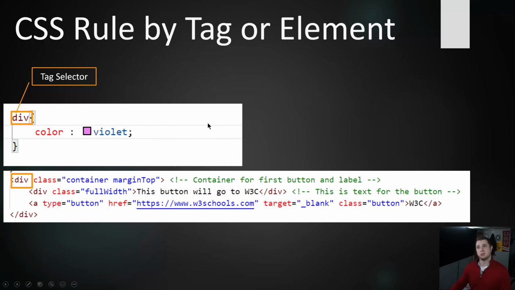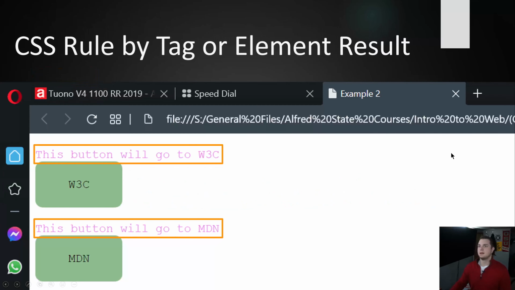So in this case, we're using the color of violet. Okay, we're addressing this div tag. This div tag is going to be reapplied to, so we're wasting cycles there. And then it's going to change the color of this text. And then the color of the button is going to stay the same because we have a different weight, but it's going to change the color of the text. Okay.